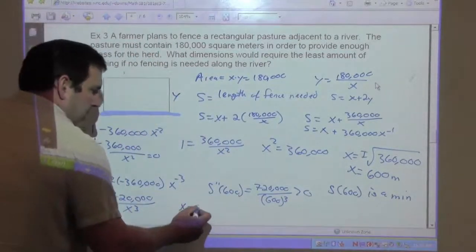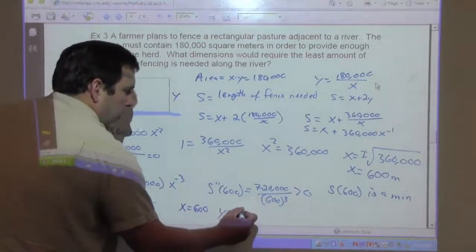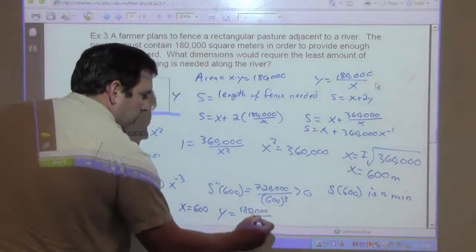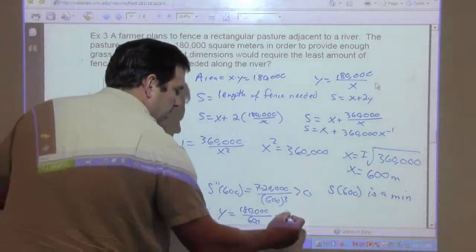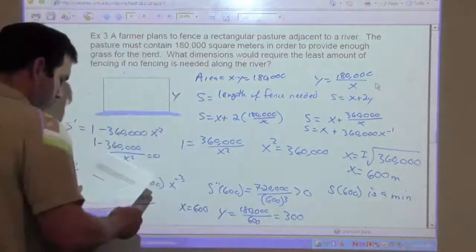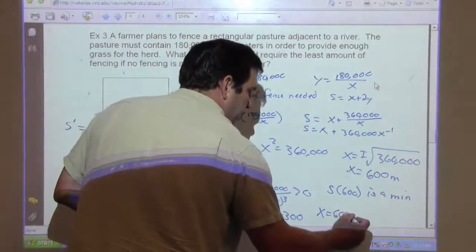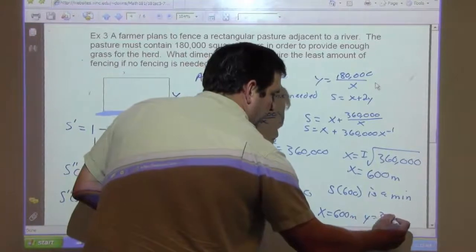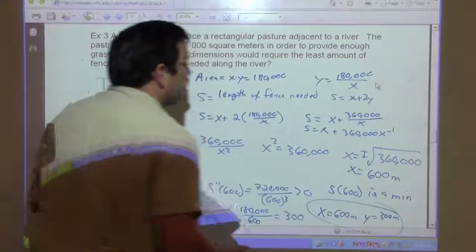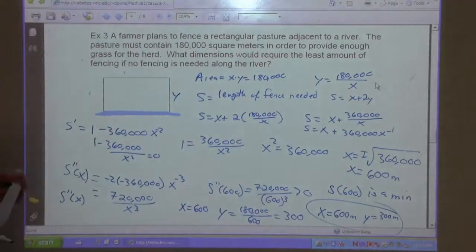So for x being 600, y would be 180,000 over 600, which is, I believe, 300. So x equals 600 meters, y equals 300 meters. Okay, let's go on to the next one, so feel free to pause that.